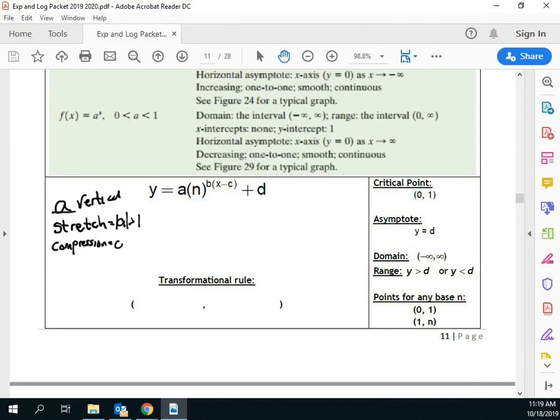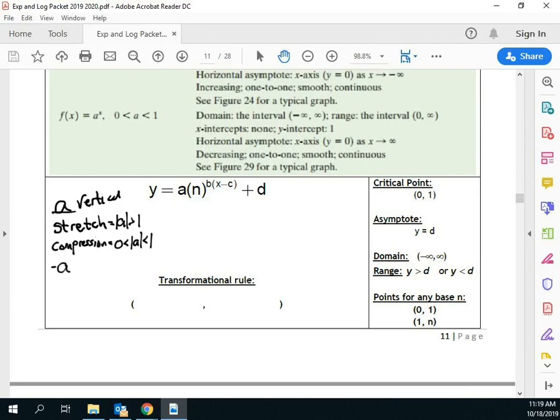Compression tells you it's either a fraction or a decimal. It's in between 0 and 1. You notice, guys, I did not include 1 or 0, right? And of course, let's add here.